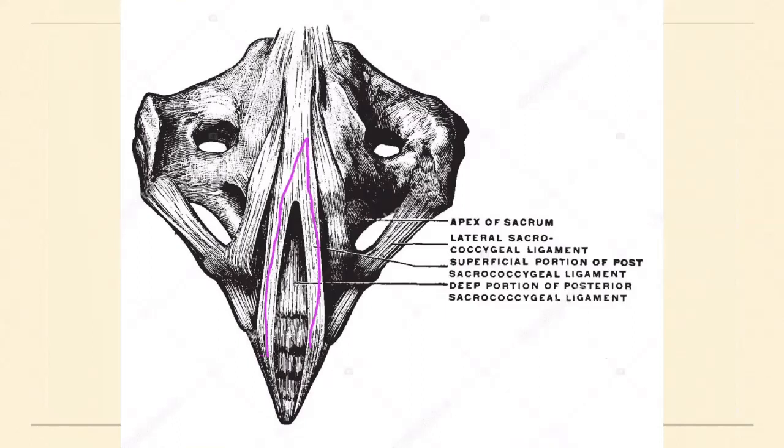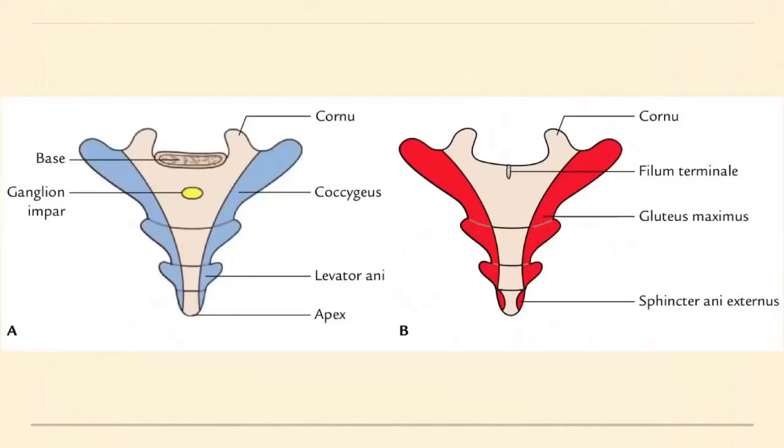This one is superficial, right? Green is deep, whereas yellow is lateral. See, this is the posterior sacrococcygeal ligament. Right?